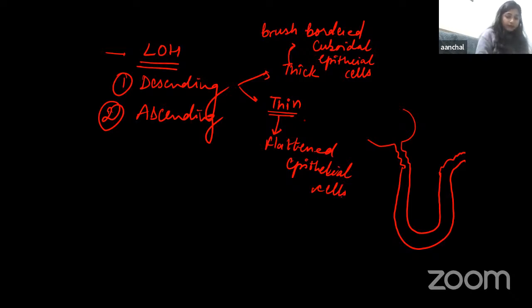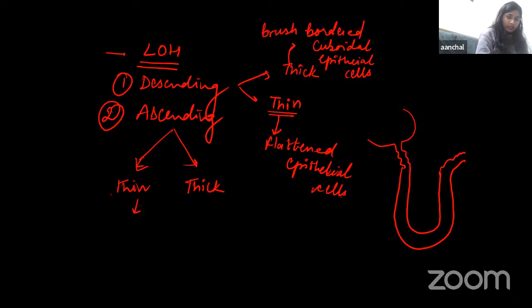Okay. Clear? So basically this thin part is continuous with this thick part. And this thick part has brush border cuboidal epithelial cells, but the thin part has only flattened epithelial cells. Now again, the ascending limb also has the thin part and the thick part, right? So talking about the thin ascending limb first.